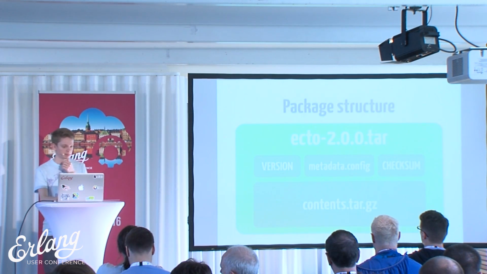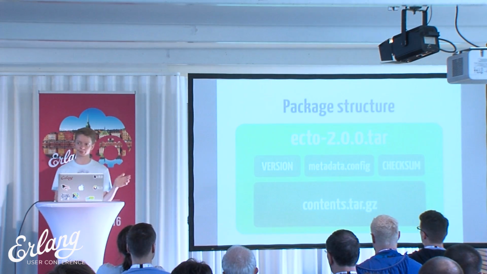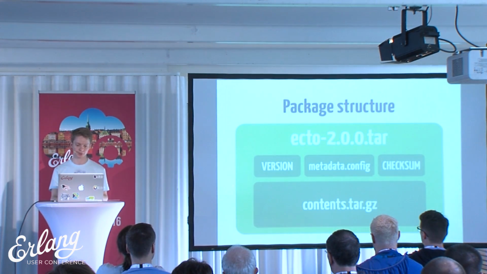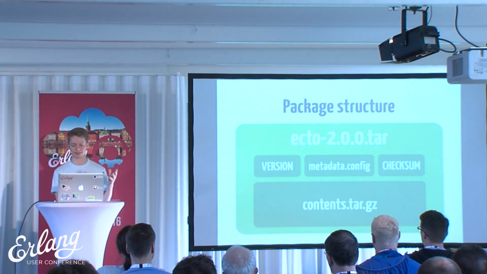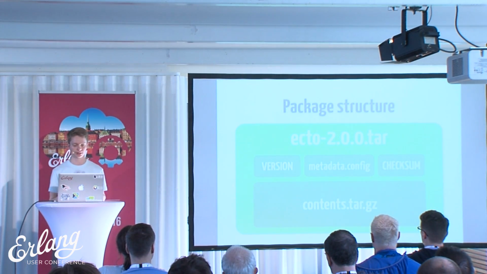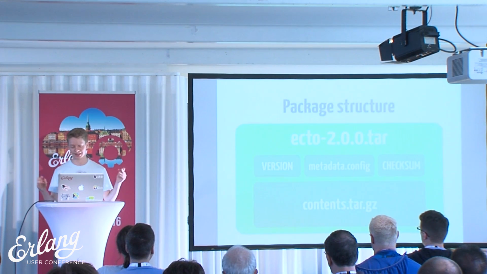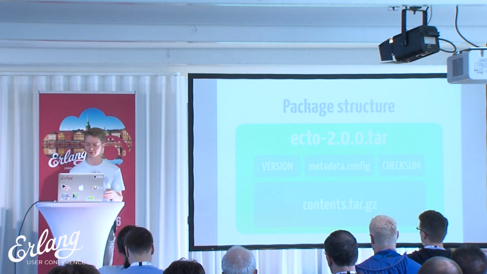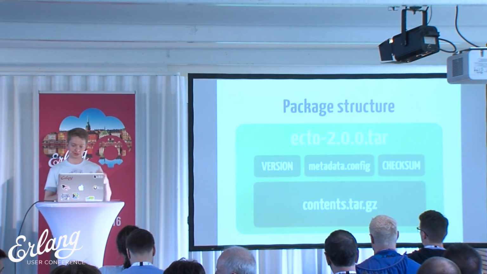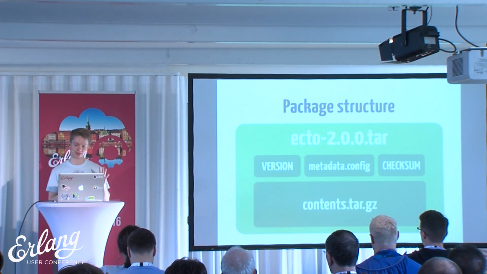So let's start with the package structure, and this is what it looks like. It's a single uncompressed tarball. It contains 4 files. The version file, which just contains a single number defining the version of the package. We have a metadata file that has the metadata, like the package name, version, description, and so on. And we'll take a closer look at that in a bit. The checksum file has the SHA checksum of all the files except for the checksum file.